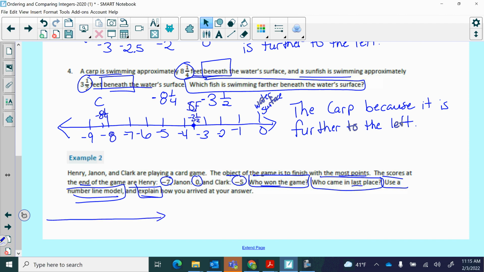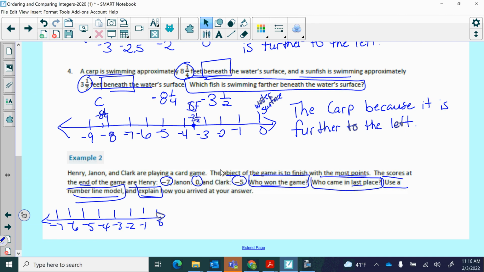So if I make my number line, I have to look at the numbers that are actually on it to help me determine what intervals I should use. -7, 0, -5. Looks like they're close enough. I should be able to go by intervals of 1. So I'm just going to start it at -7 and then go back up from that. -5, -4, -3, -2, -1, 0.